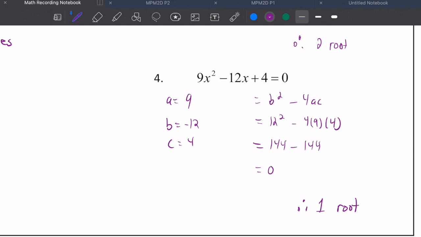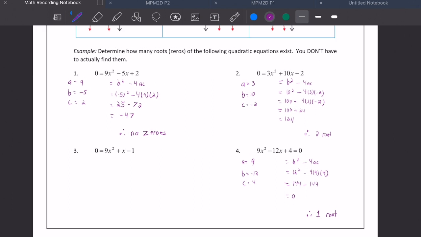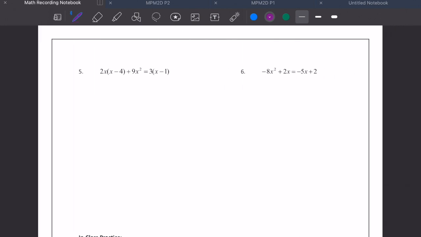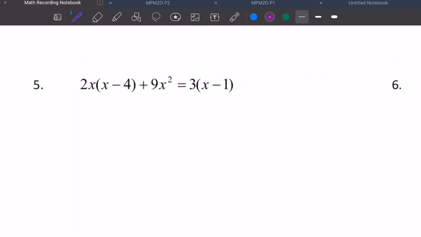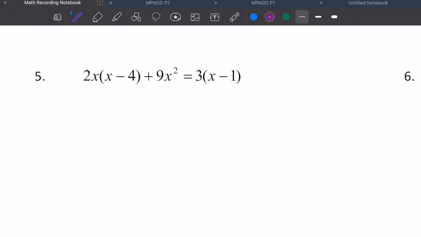We're going to try one more, and this one's just a bit more complicated because there's a few more steps, just because the equation is a bit more complicated. Let's look at this guy here. We've got a bunch of information, but this is not in standard form. So we need to get this to standard form. We're going to expand and move things around. Let's start off by expanding this bracket here. What we end up getting is 2x squared minus 8x plus 9x squared equals 3x minus 1.